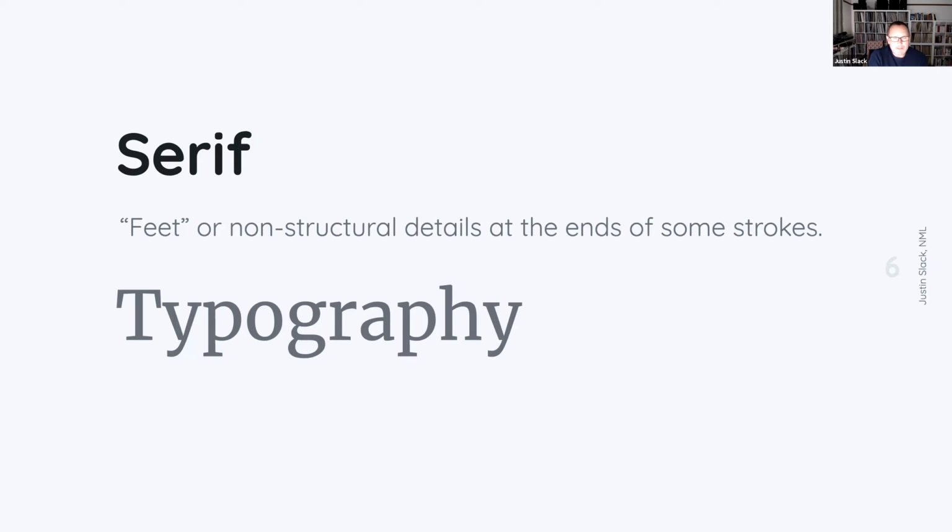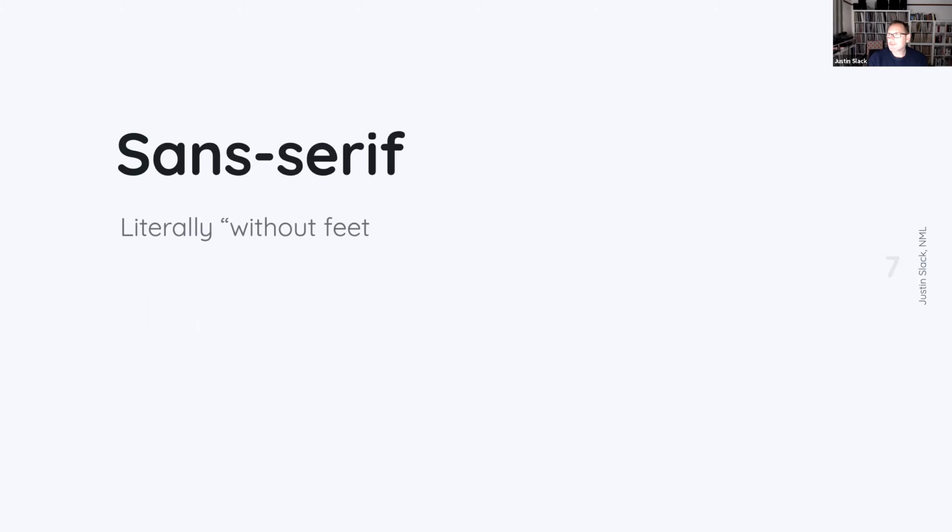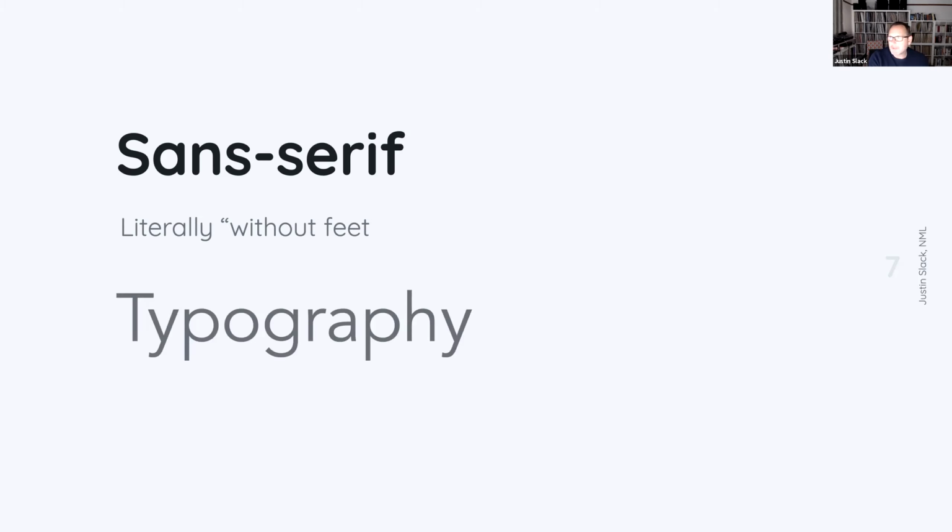Non-structural meaning the meaning of the letter is not changed in any way by these additional details. The definition of a sans serif font is literally the opposite. It literally means without feet. And an example of that would be something like Avenir. And you can see here we have the same word typography, but we don't have those additional flourishes. We don't have any feet. We just have straight lines.